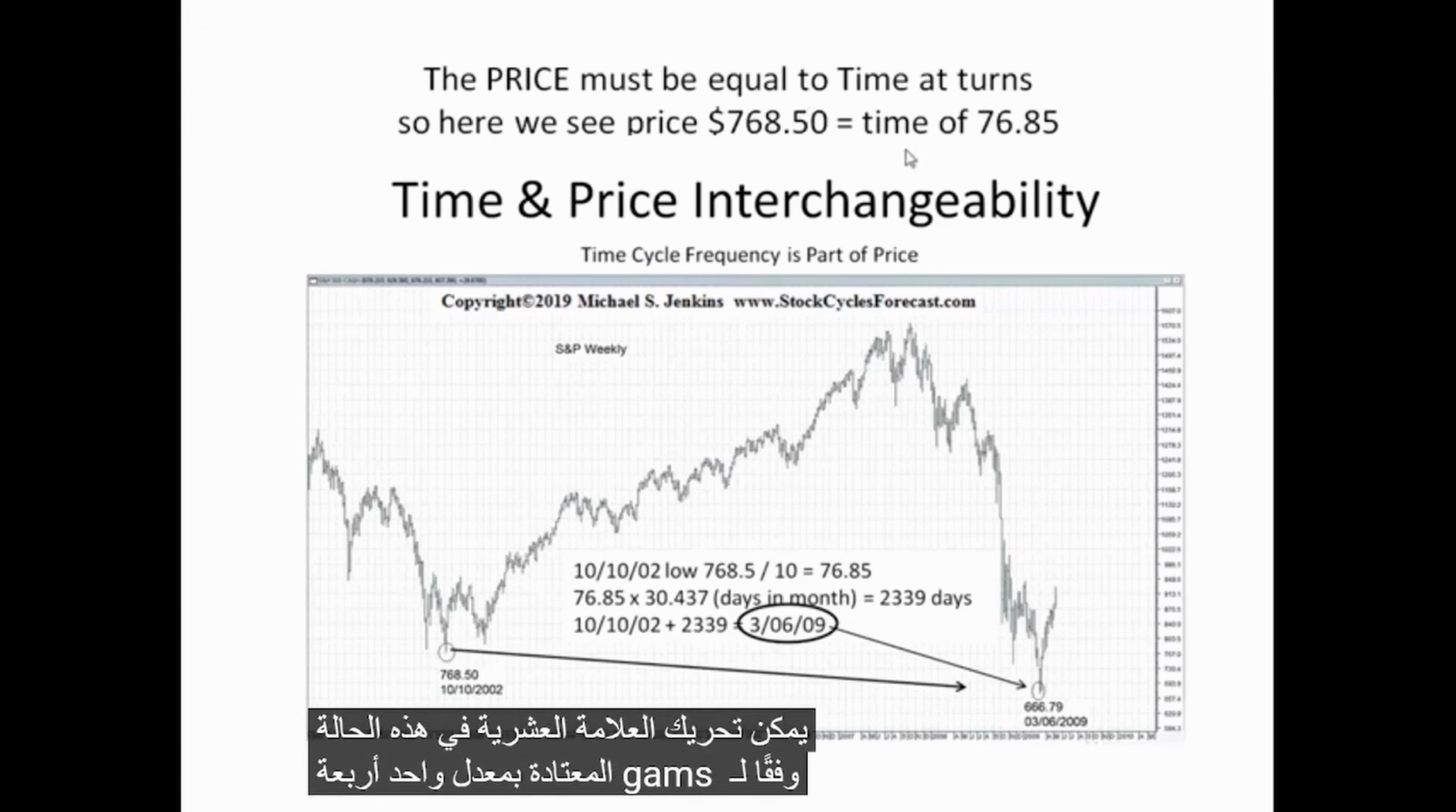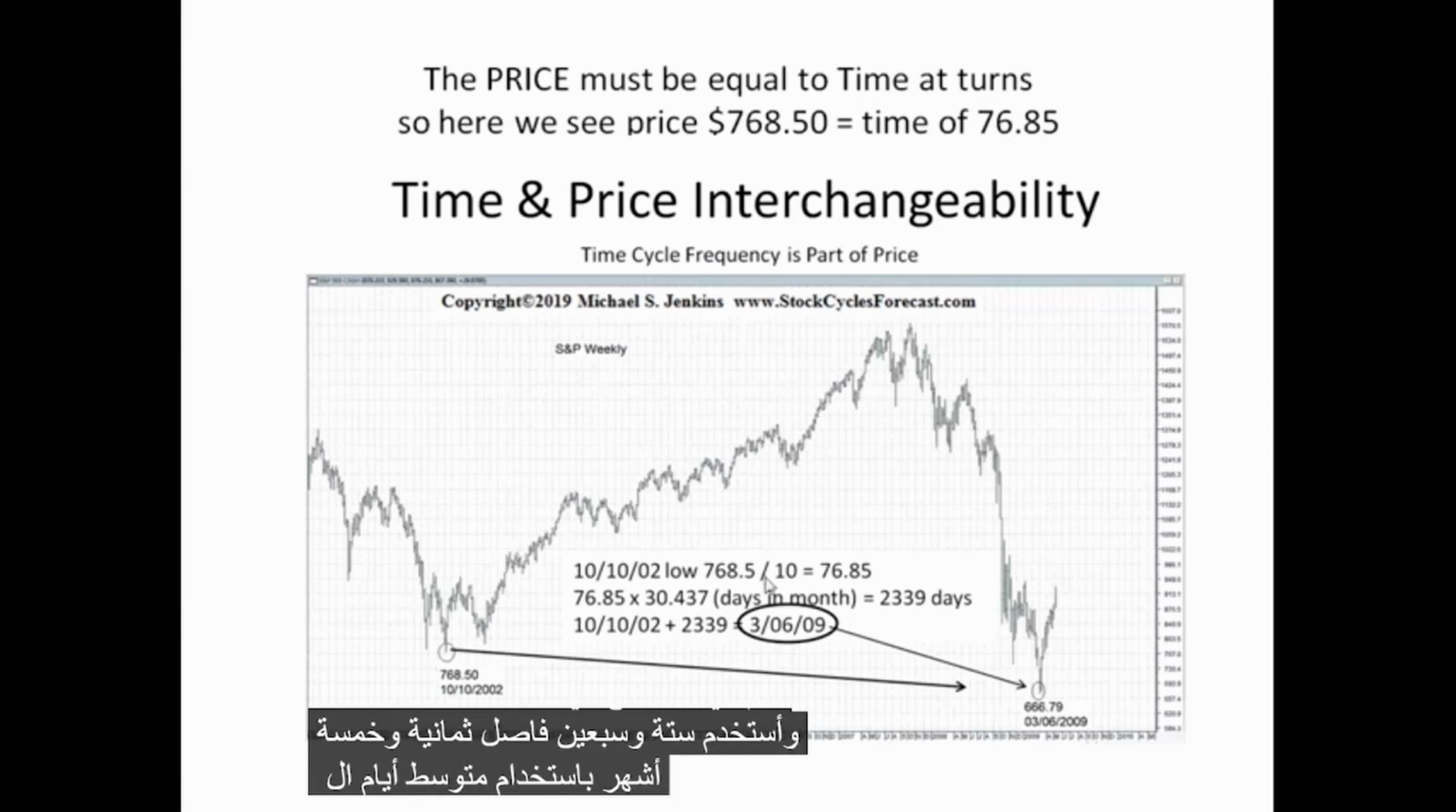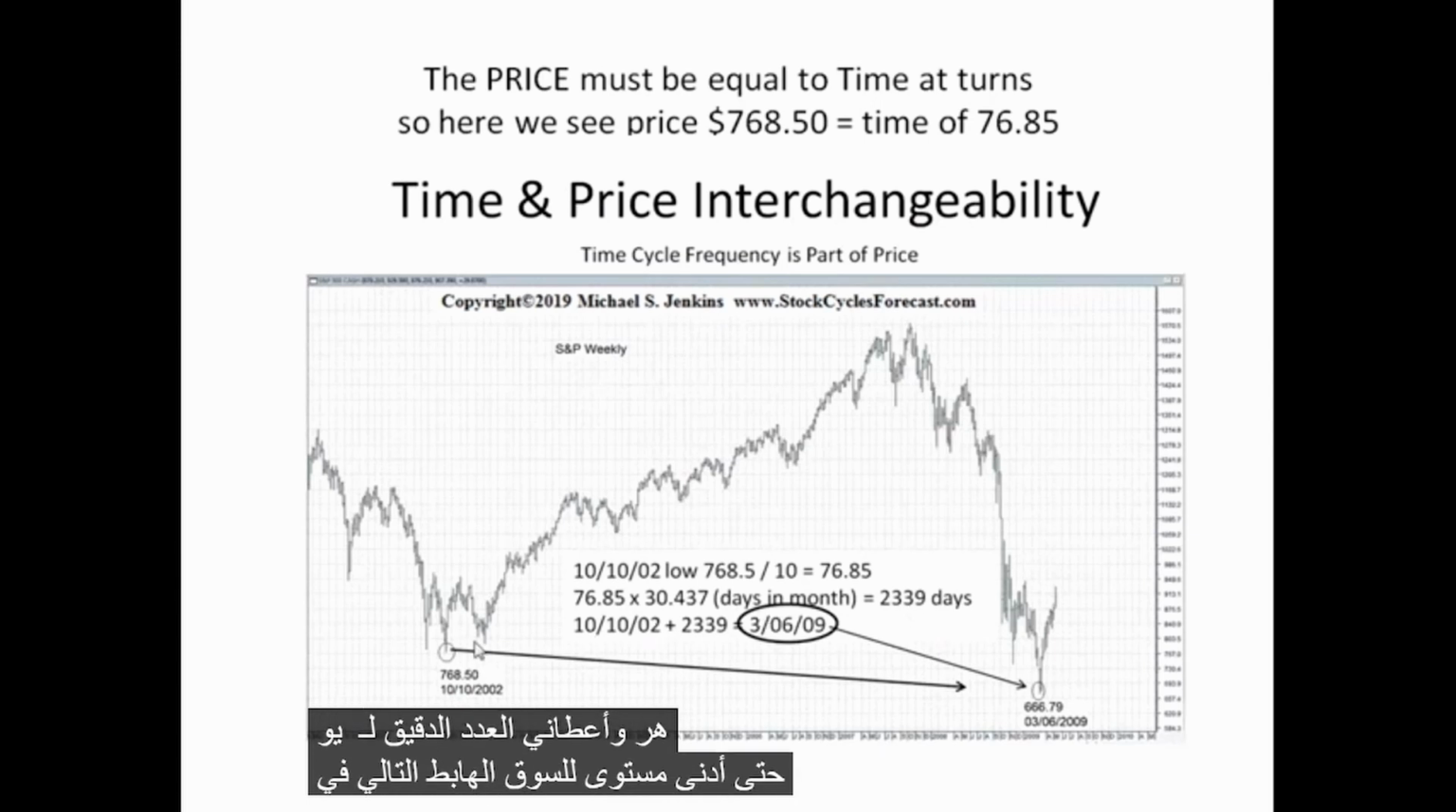In this case, according to Gann's usual 1 point per day, week, or month, I've chosen months. And I used 76.85 months using the average days in a month, and it gave me the exact number of days until the next bear market low on March 6, 2009.